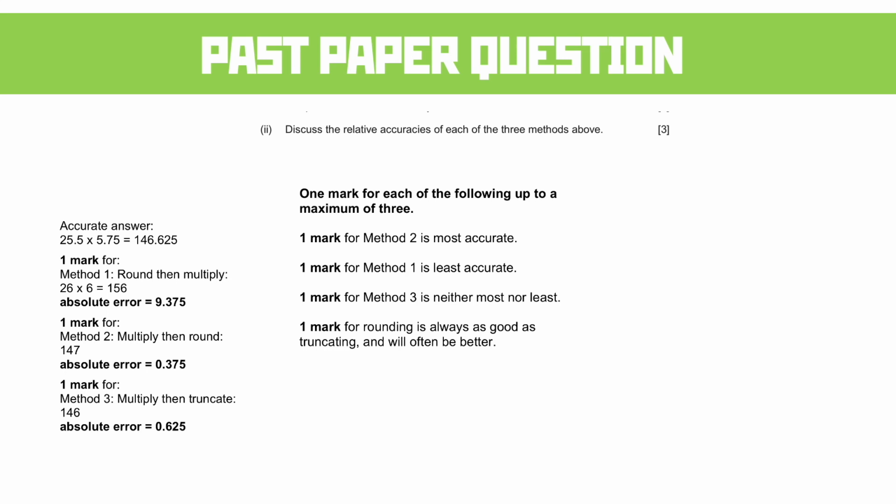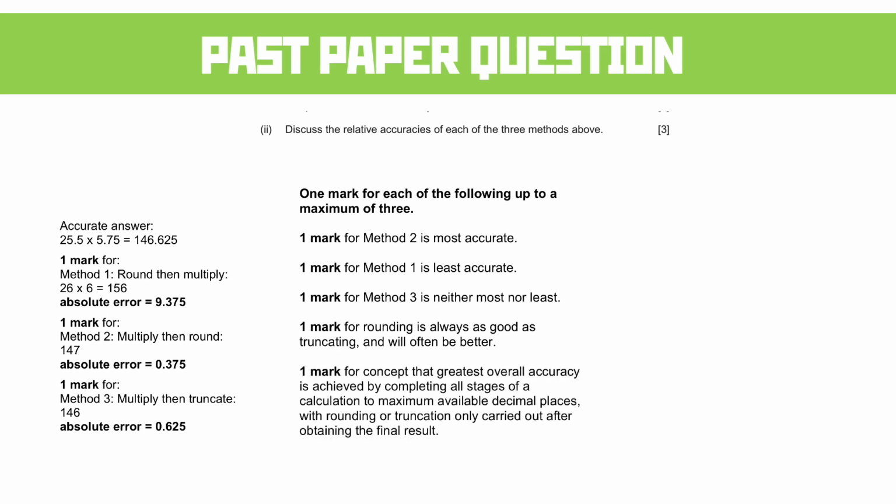The final mark on this question is for saying that the greatest overall accuracy is achieved by completing all stages of a calculation to a maximum available decimal places with only rounding or truncating at the end. And that's because we don't end up with a result that is calculated from 2 rounded values. The larger the multiplication, the more that rounding error has an impact. So you always want to do as much of the multiplication and as much of the maths as possible in the maximum of decimal places and only round it at the end when we need to show it or describe it to somebody else.